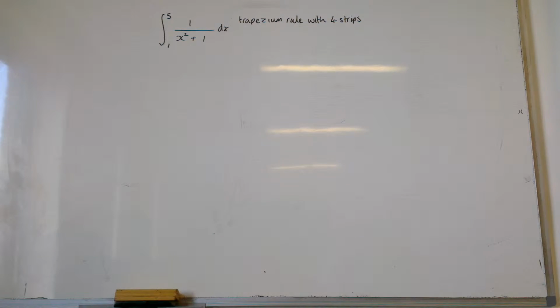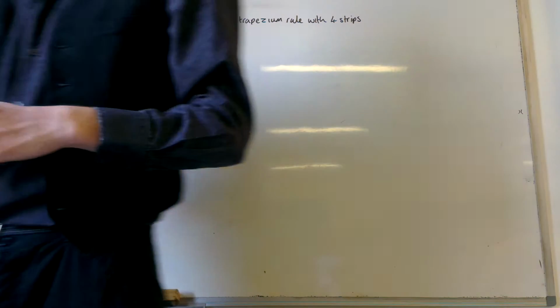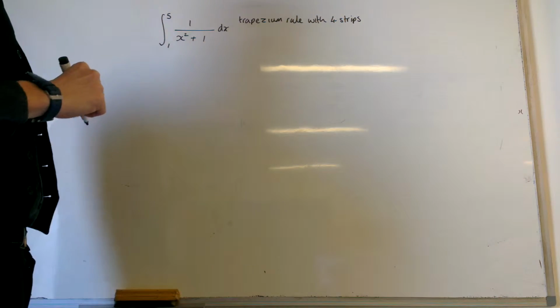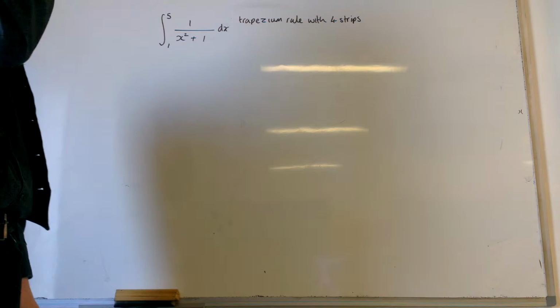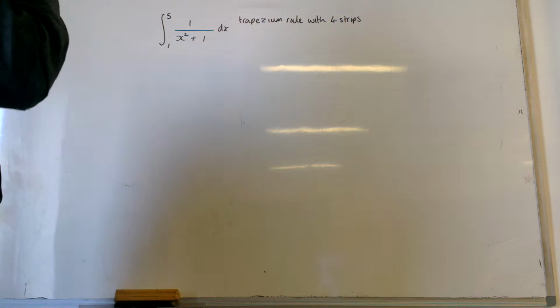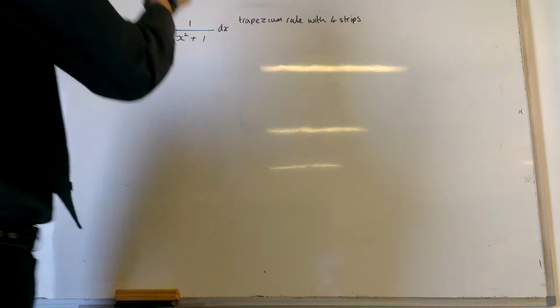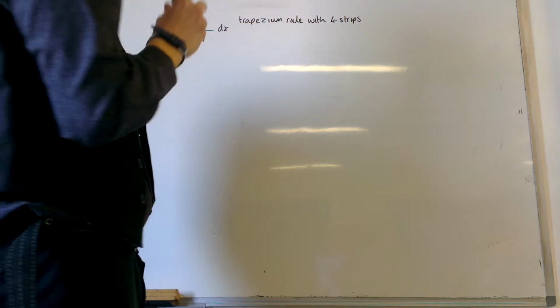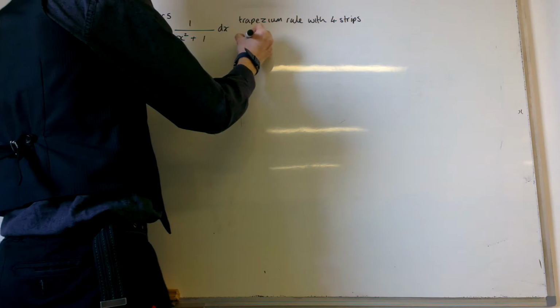Okay, we're looking at the January 2013 C2 paper, question 2. We're asked to use the trapezium rule with 4 strips to find an area. First, I'll write down the trapezium rule formula from the formula book.